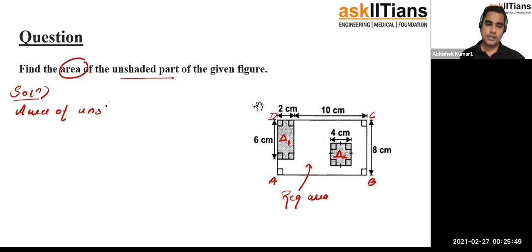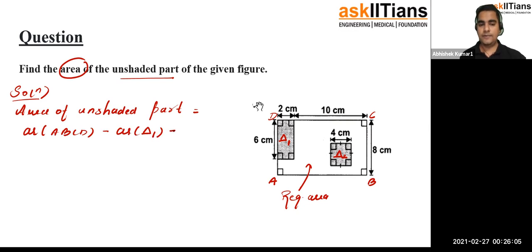area of unshaded part. So to calculate the area of the unshaded part, what you have to do, from the area of this rectangle that you have, ABCD, we can subtract the area of this smaller rectangle which I have denoted by delta 1, and also you need to subtract the area of a square which has been denoted by delta 2.